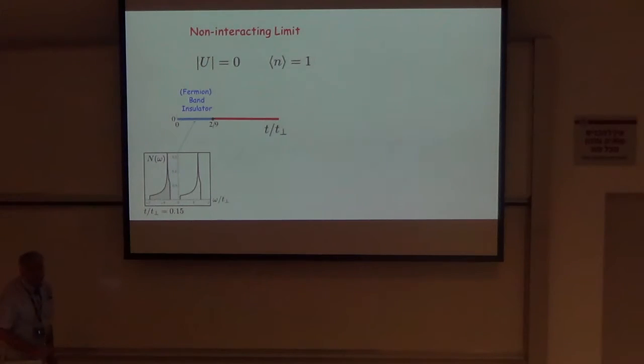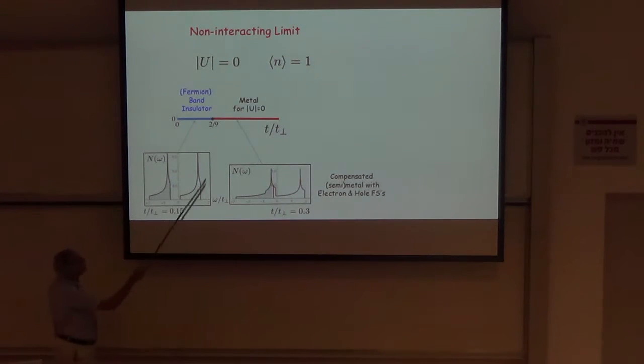Good. So let's start with the non-interacting limit. In the non-interacting limit, as a function of t over t perp, there's a band insulator to metal transition. Because if I take two bilayers and I have no hopping within the layer, basically what I get is two bands whose bandwidths are determined by t and whose separation is determined by t perp. And so if t perp is very, very large, the two bands get widely separated and I get a band insulator.